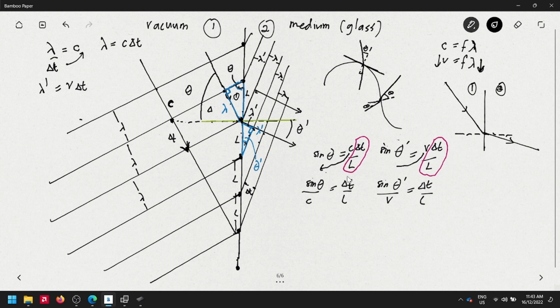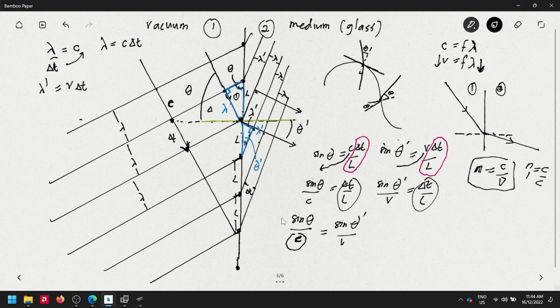So I can equate both equations, because I have two common terms. So I have sine of theta over C equals sine of theta prime over V. But remember that the refractive index is given by C over V. For the first medium, the speed is C. So N1 is equal to C over C. Right? Am I right? This is a formula. So the refractive index for the vacuum is given by C divided by the speed of light in the vacuum, which is C. So I have N equals 1 for a vacuum.